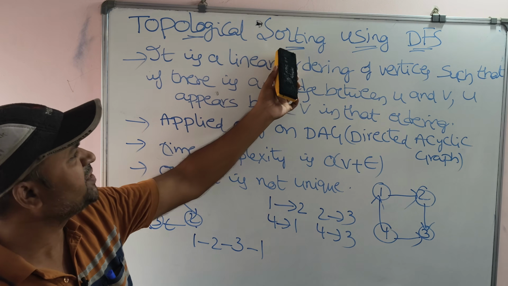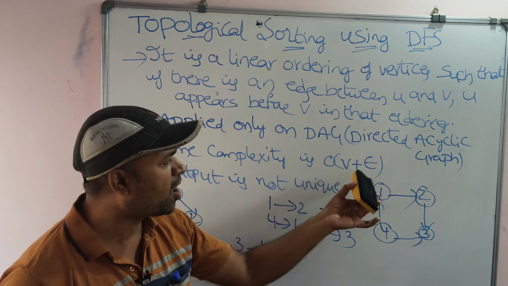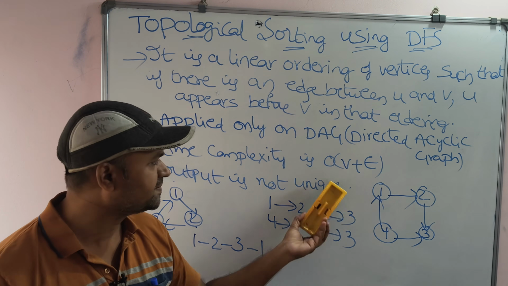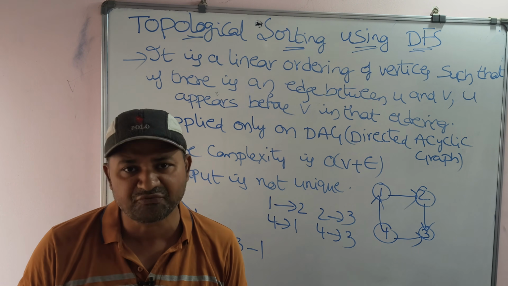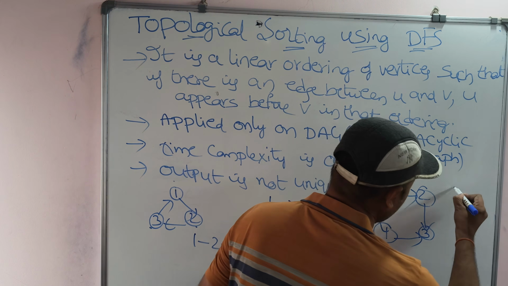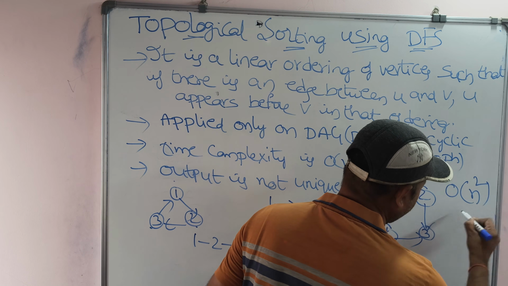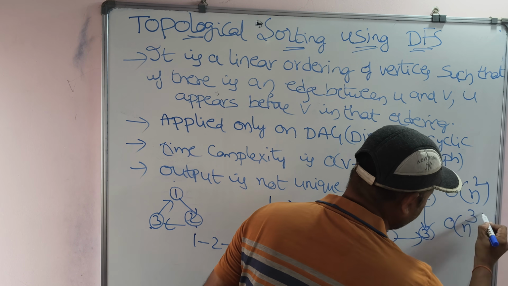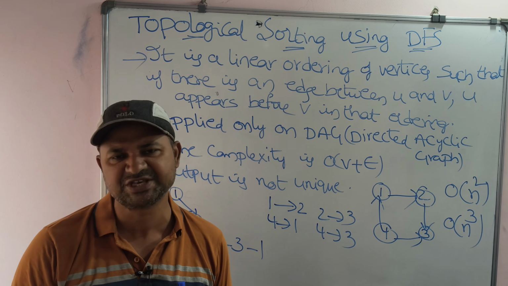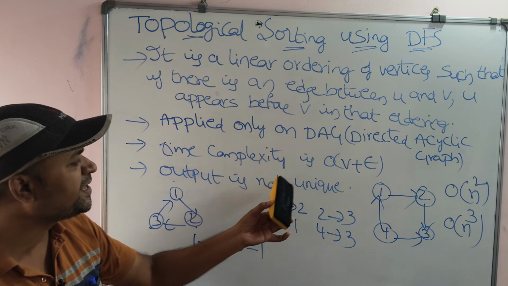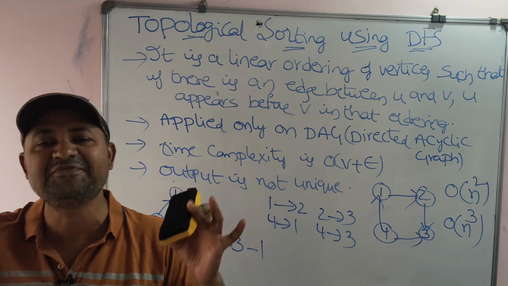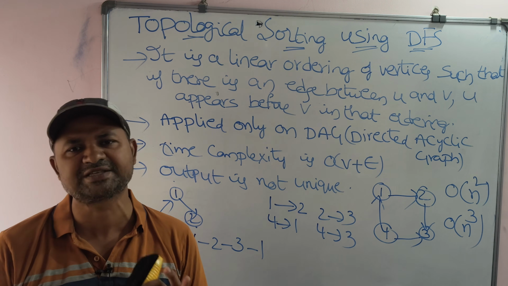The time complexity of topological sorting is order of V plus E, where V represents the set of vertices and E represents the set of edges. So this is linear computing time. We know what quadratic computing time is, n square, and cubic computing means n cube. Linear means it will take less time for execution. Here the output is not unique. For the same graph, we may get different outputs, and all those outputs are valid.